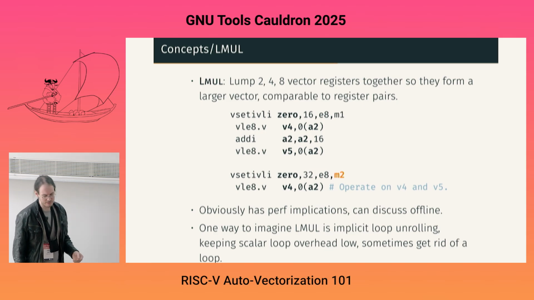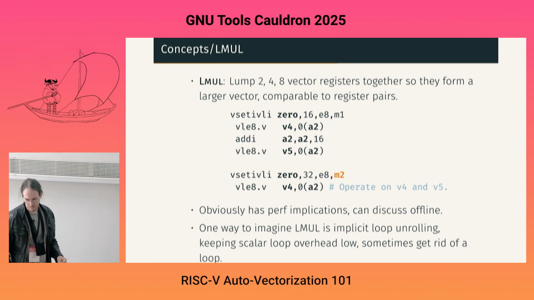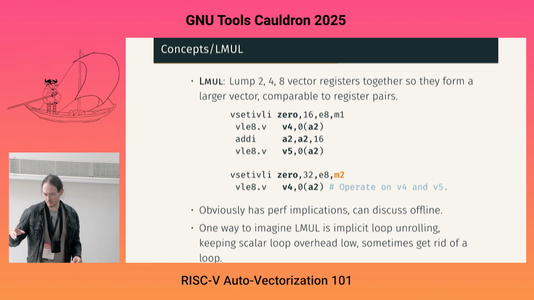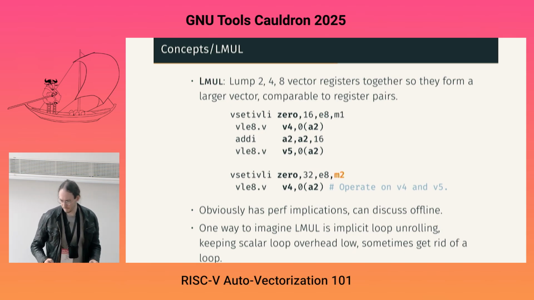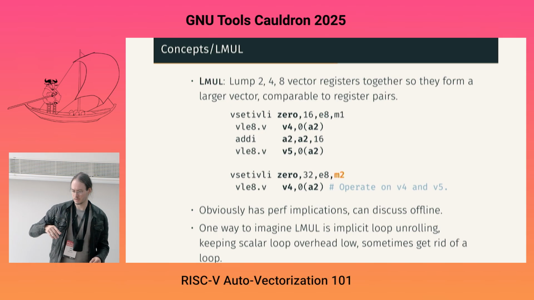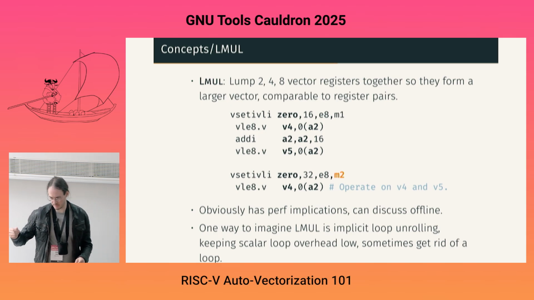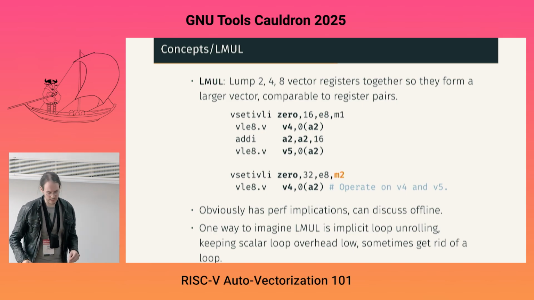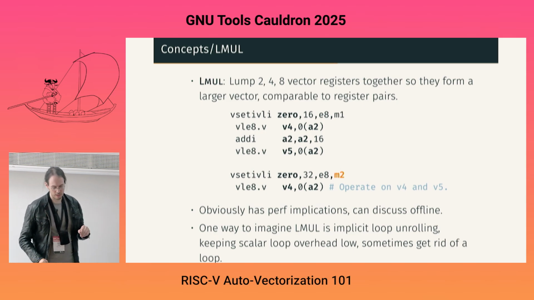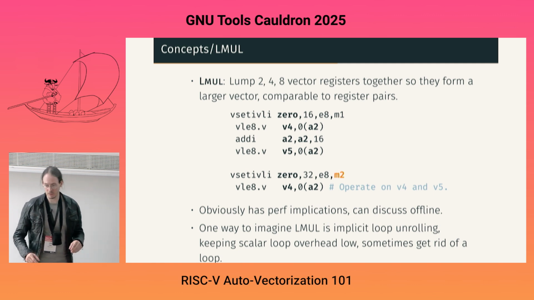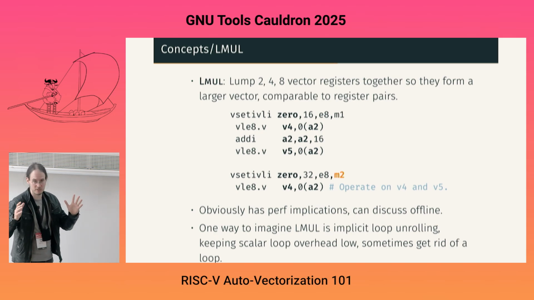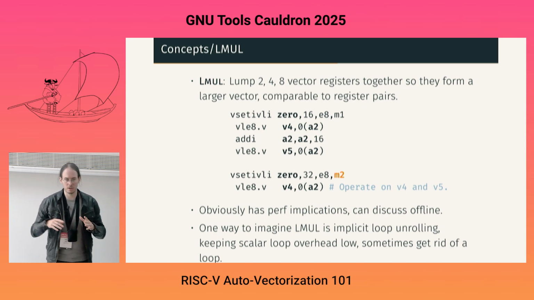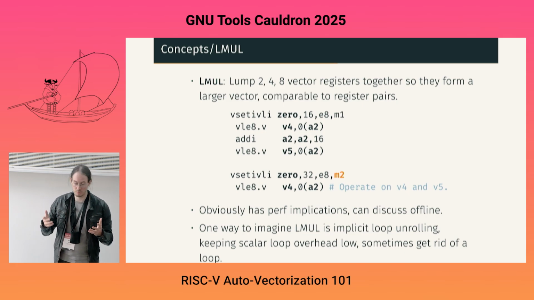So as an example, we load 16 8-bit elements, and then consecutively in memory, we load the second 16 8-bit element vector. We could also express this as load 32 8-bit elements with an LMUL of M2, lumping just the two vectors together and then operating on a larger vector. Those vectors then are register pairs.